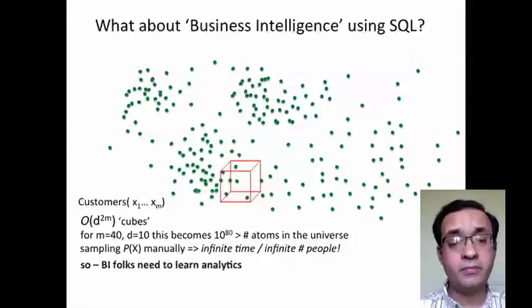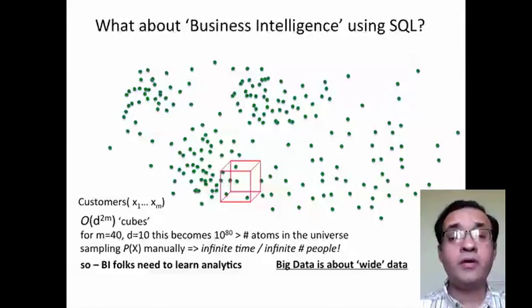So the message is that business intelligence folks need to learn deeper analytical techniques, which is going to be the subject of a later unit. And the second message is that big data is not really about having lots and lots of points. I mean, Google, for example, will have petabytes of data. A large enterprise may have many hundreds of terabytes of data, or even a few hundreds of gigabytes of data. The problem is not the number of points. The problem is how much information you have about these points.